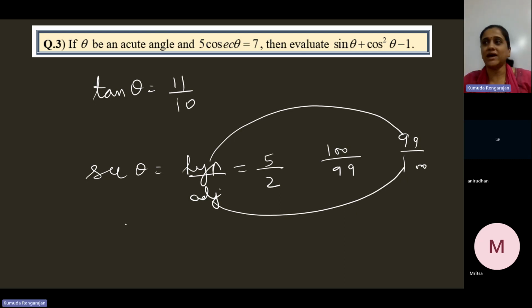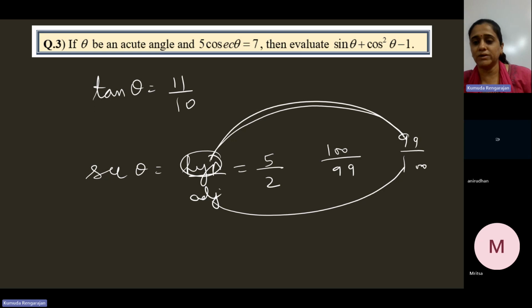In whichever position the hypotenuse is, if the hypotenuse is in the numerator, it should be greater than the denominator. If the hypotenuse is in the denominator, then the denominator should be bigger than the numerator. This is the hypotenuse in the numerator, so this should be bigger. 99 and then 100, not possible.